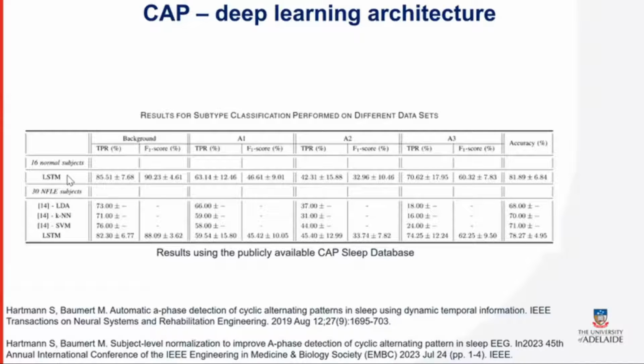If you look at the different subtypes of activation phases, A phases, the performance breaks down quite a bit, but it seems quite reasonable because the inter-scorer variability among experts is also not fantastic. Since the original description, we have updated our system a little bit, but it's still in the same ballpark in terms of performance.